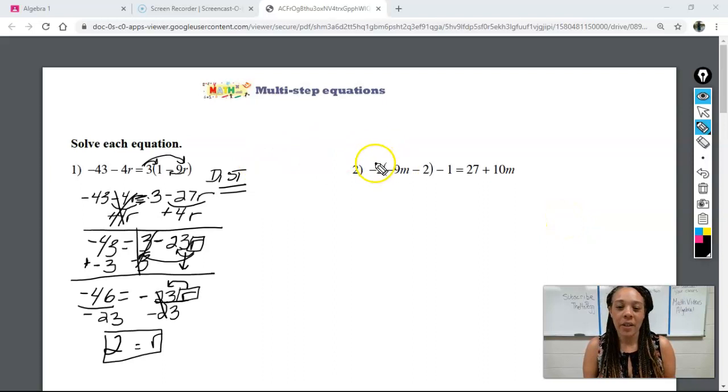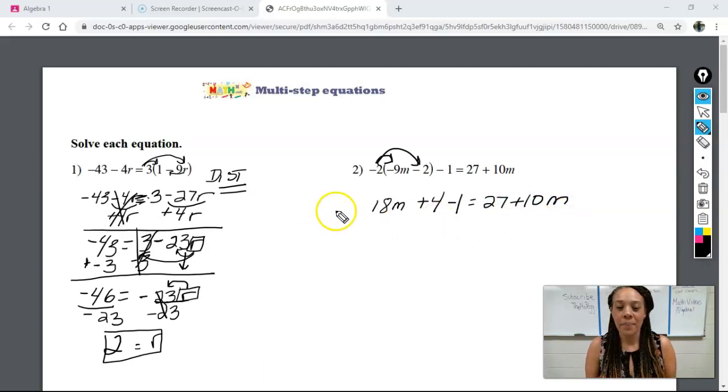Okay, so the second one, this one is different because we do have a negative out front. So we have negative 2 times negative 9, two negatives, that's positive 18m. And now we have a negative 2 times another negative 2. So again, that turns into a positive 4. And I still have a negative 1 hanging out here. I'm basically recording the rest of the problem down.